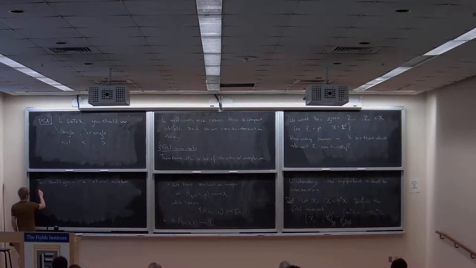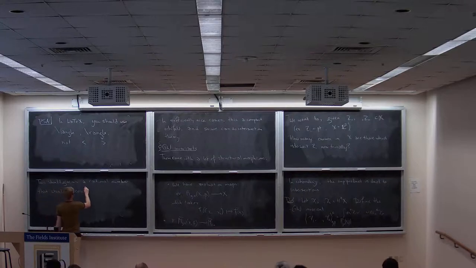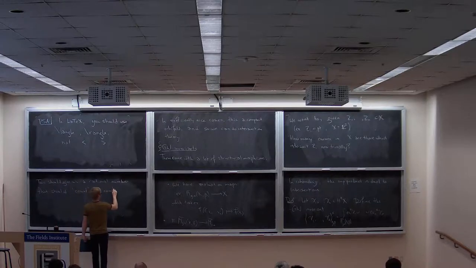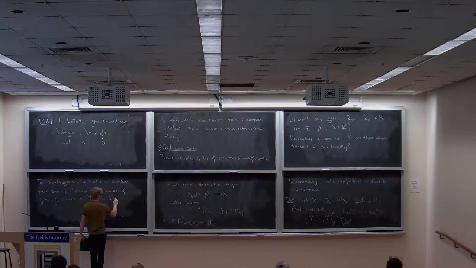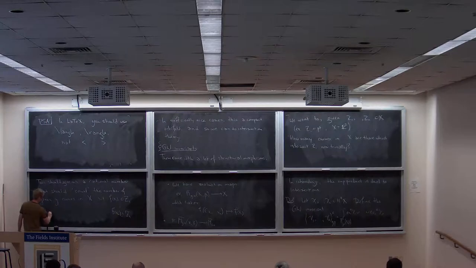And the idea is that this should count. I have to say count because if rational numbers are showing up, what does it count? The number of genus g curves in X such that f of x1 is in Z1 and so on and so forth, f of xn is in Zn, where gamma i is actually the Poincaré dual of the Zi's.